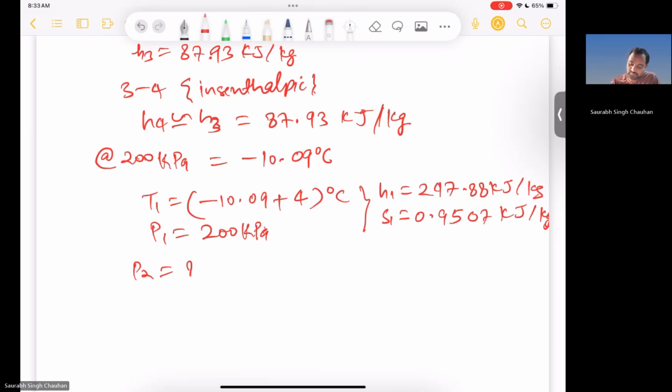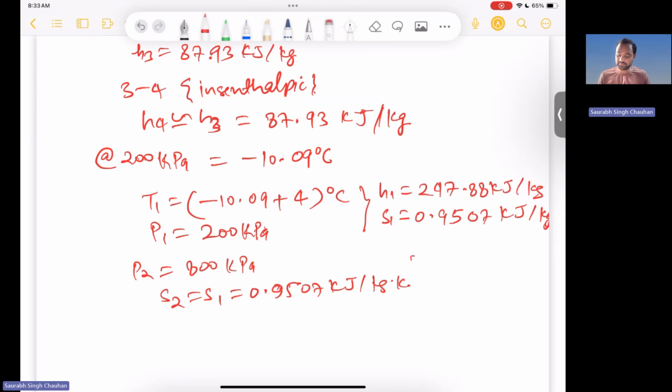So P2 is 800 kilopascal, and S1 to S2 is isentropic, so entropy will be the same, right? 0.9507 kilojoule per kg Kelvin. Okay, so at this value, by the isentropic process, you can find the enthalpy at 2S. So 2S is the endpoint of an isentropic compressor.